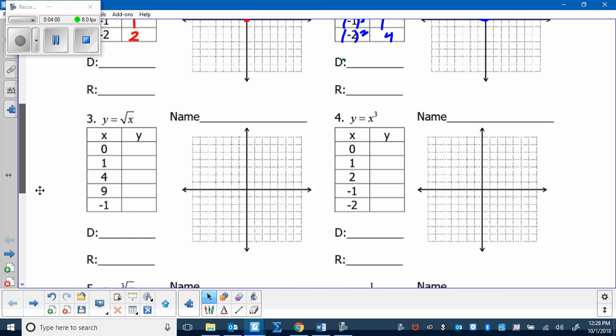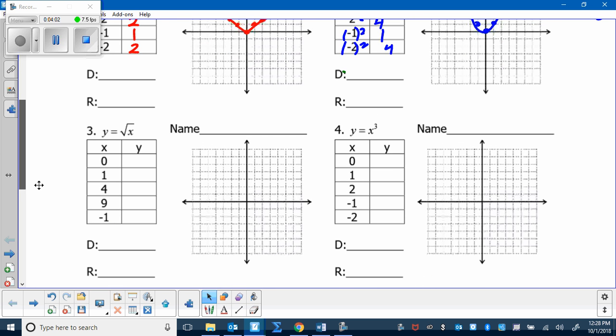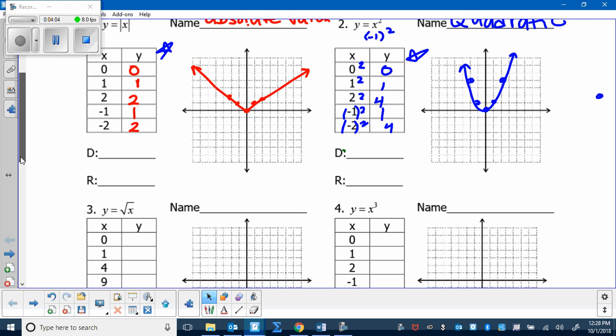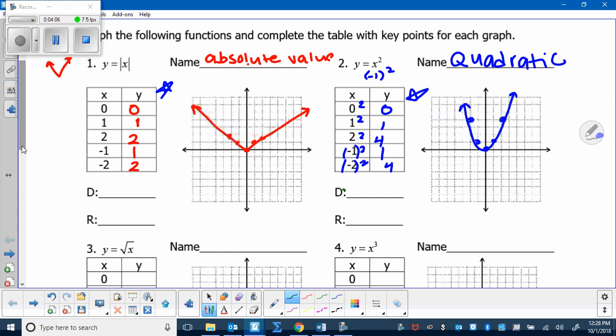Another parent graph that you should recognize is the square root of x. Oh wait, let's go back. Totally forgot domain and range of these functions. So I got too excited to do the square root of x. Domain of this function, remember domain is your x's and range is your y's.